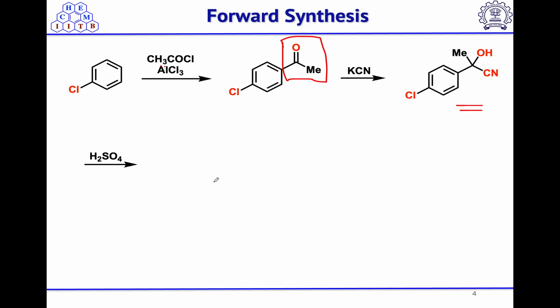So now the next is, we need to treat this molecule with H2SO4. So what will we get? In H2SO4, what will happen to this molecule? H2SO4 is acidic, so the cyanide will get affected in the presence of H2SO4. So what exactly will happen? Just tell me. So basically, hydrolysis, partial hydrolysis will happen, and it will form amide. Okay.